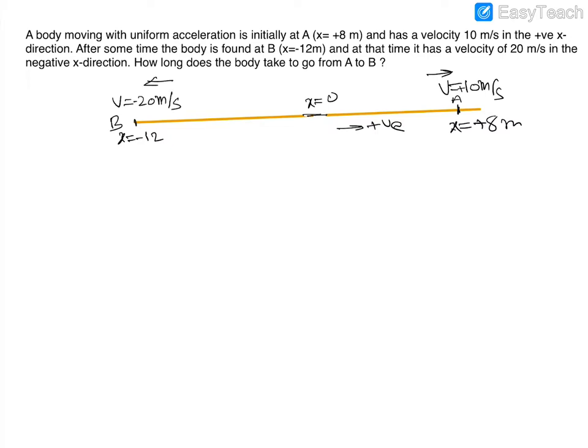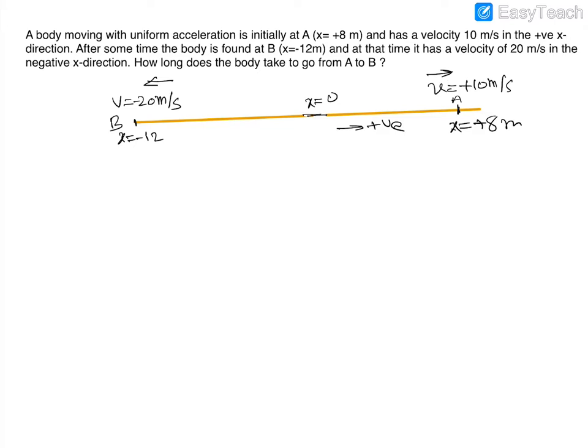So this is 20 meters per second in this direction. So we'll put a minus sign here, and this I will make u, because that is the initial velocity. So u is equal to plus 10 meters per second.